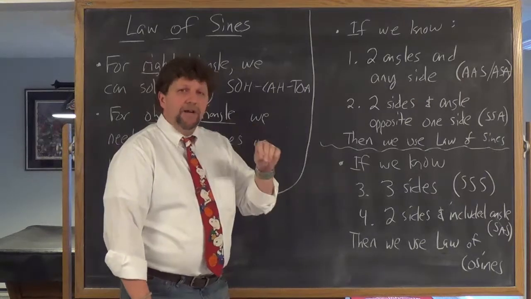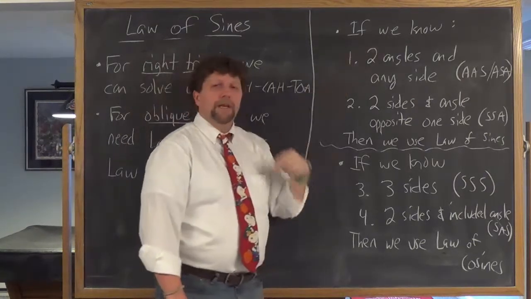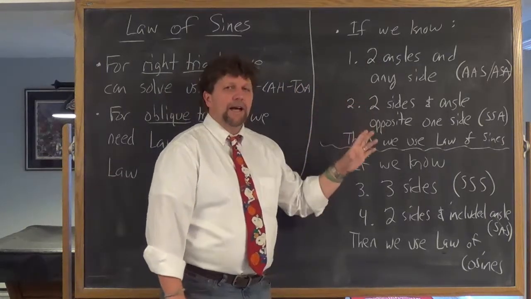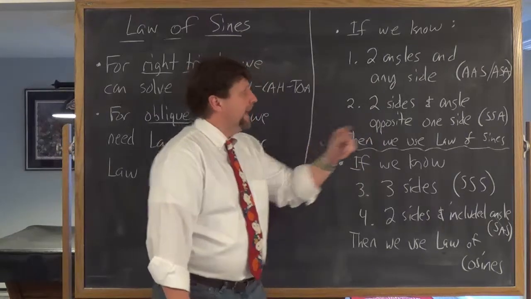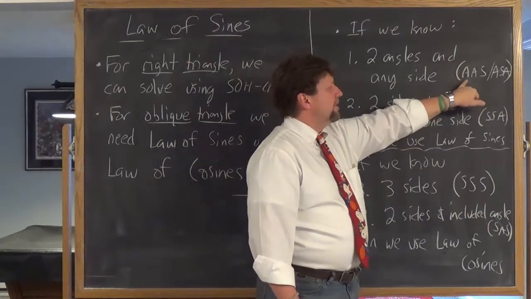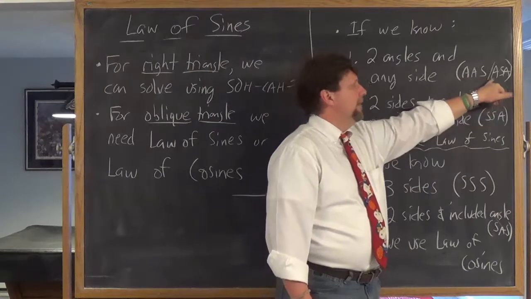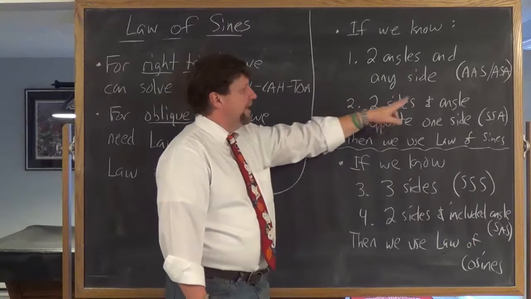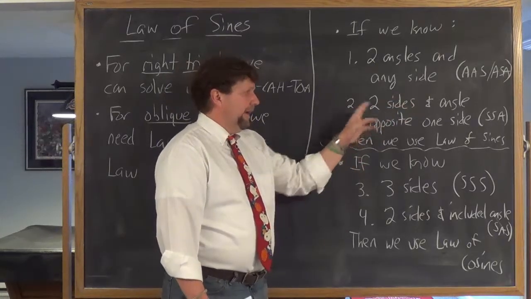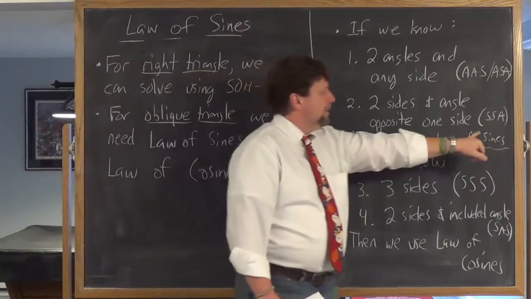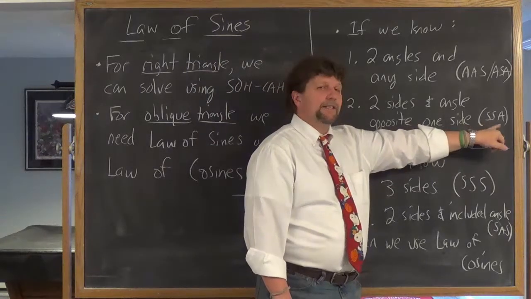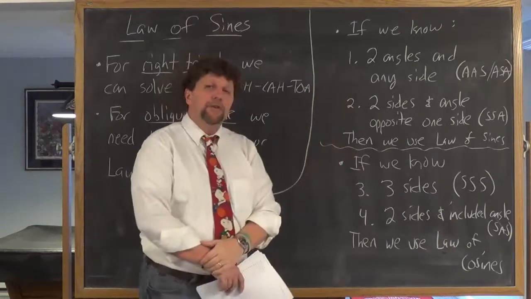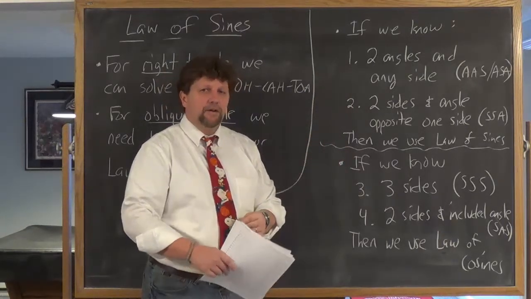So if from the given information we know two angles of the triangle and any side, so we know two angles and any side, you may remember from geometry that's called the angle-angle-side or angle-side-angle case. Or if we're given two sides and the measurement of an angle, and the angle is opposite one of those sides, you may remember from geometry that was called the side-side-angle case. Given those two situations, we're going to have to use the law of sines in order to solve the triangle.